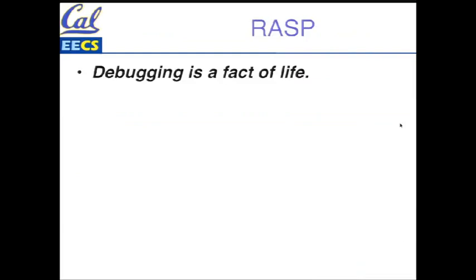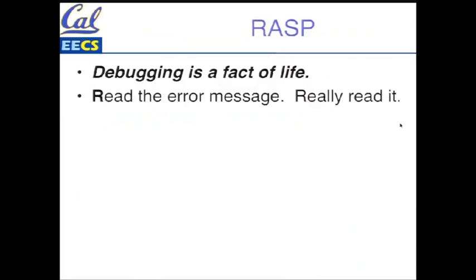Debugging is a fact of life, so I will give you 4 tips on what to do when you get an error message. The first one, surprisingly, is read the error message. Seriously, read it. Okay? Don't throw up your hands. The error messages are long, but it's because they're trying to tell you something. I'll show you in a moment how you might want to read one.